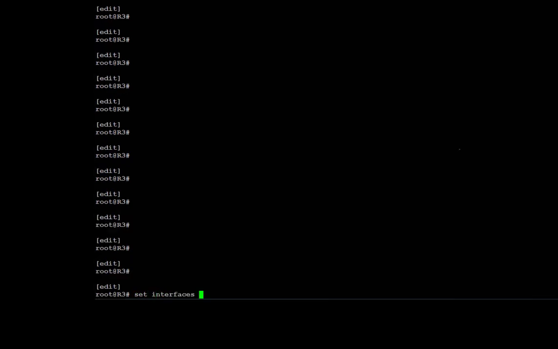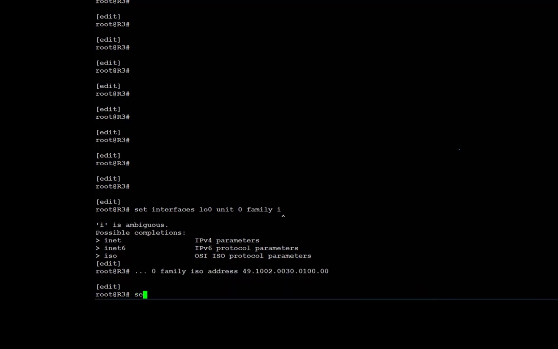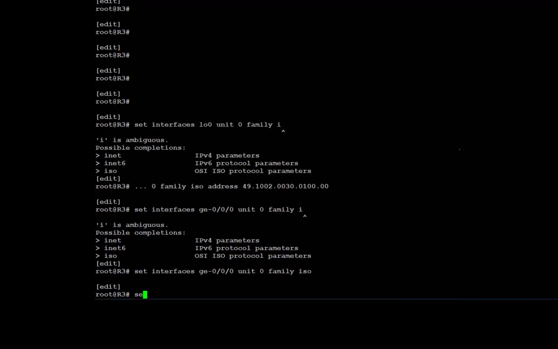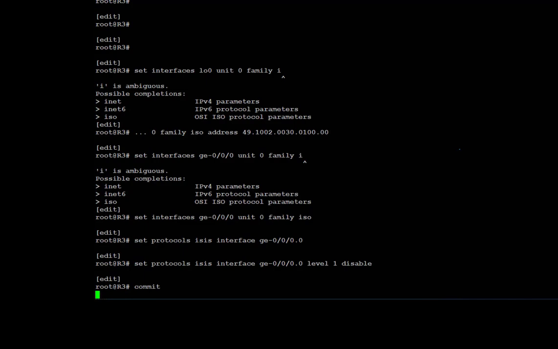Also, we're going to disable level 1 because our requirement is that we have to enable only level 2. Next, we're going to configure R3. Similarly, we're going to define the NET address first on the loopback 0 interface. Set the interface ge-0/0/0 for family ISO, and enable protocol IS-IS on the interface and disable level 1. Commit the config.